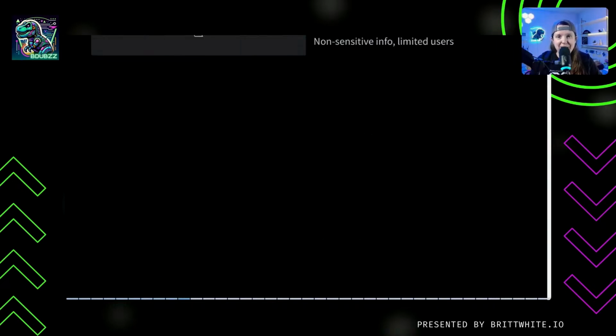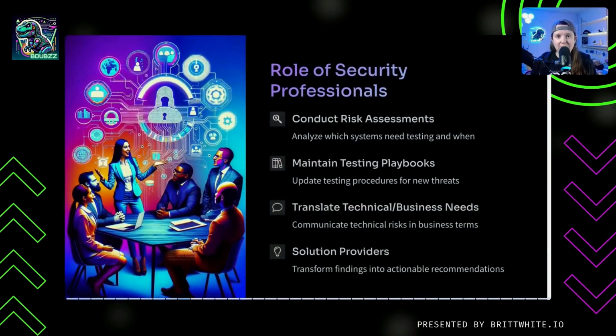Security professionals play an important role that goes far beyond just running tests. We're the architects and guardians of the testing process. So what does this actually mean? First and foremost, we conduct thorough risk assessments. We carefully analyze which systems require testing and determine the optimal timing for this testing. This isn't just about following a checklist. It's about understanding our organization's critical assets so we can protect them effectively.